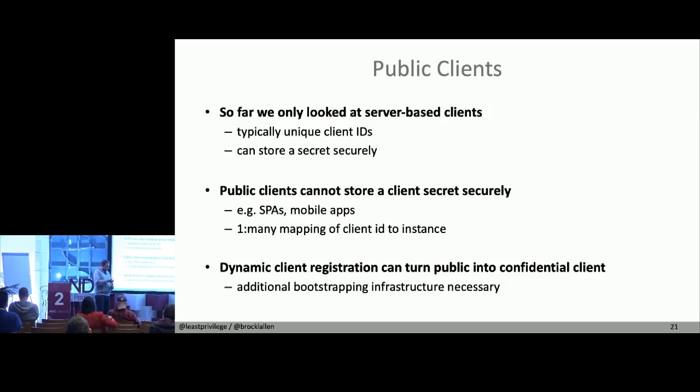So normally, when we see confidential clients, there's a one-to-one mapping between a client ID and the instance of a software. Yeah? Whereas with public clients, basically, you're creating your mobile client, you give it a client ID, you put it in the App Store, 1 million people download it, they all have the same client ID. Okay, so that's different.